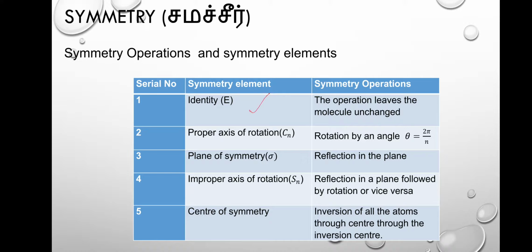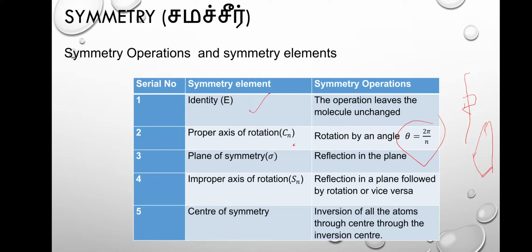For example, identity means doing nothing on the compound. Proper axis of rotation means we have a line through which we rotate the molecule by an angle theta equal to 2 pi by n. Plane of symmetry means we cut or reflect the molecule through a plane so that we get an indistinguishable or identical structure. Improper axis of rotation means we do two processes: either we reflect first and then rotate through an axis perpendicular to the plane of reflection, or vice versa.